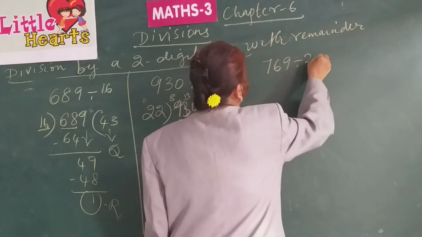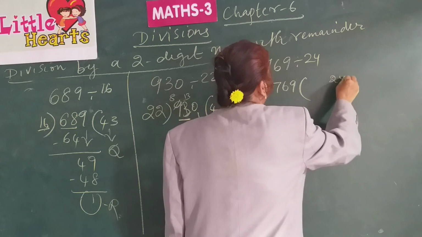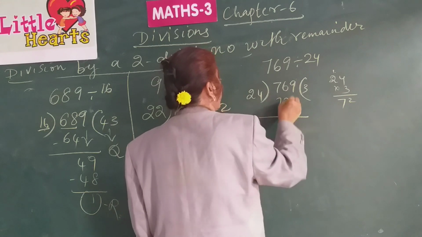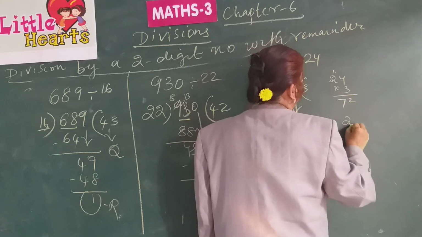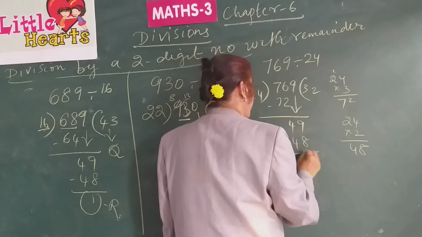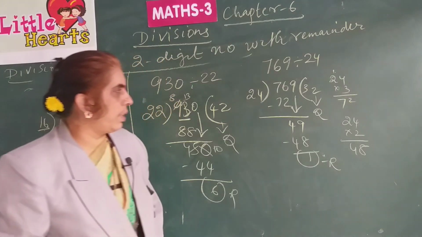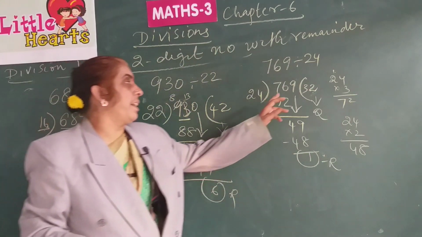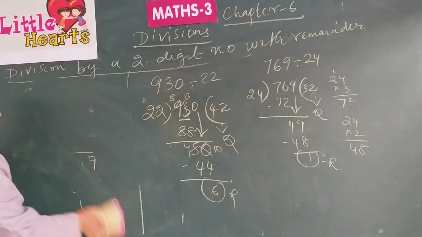769 divided by 24. 24 threes are 72. 76 minus 72 is 4, and bring down 9, 49. 24 twos are 48. This is the quotient and this is the remainder. So 32 is the quotient and 1 is the remainder when 769 is divided by 24.